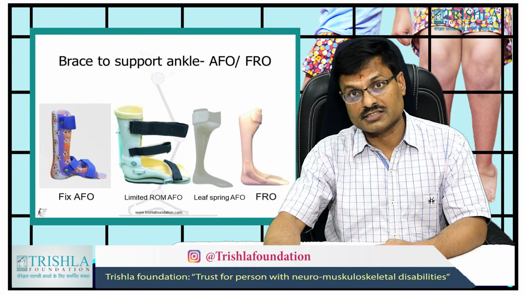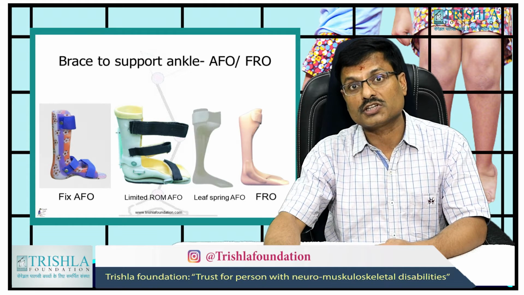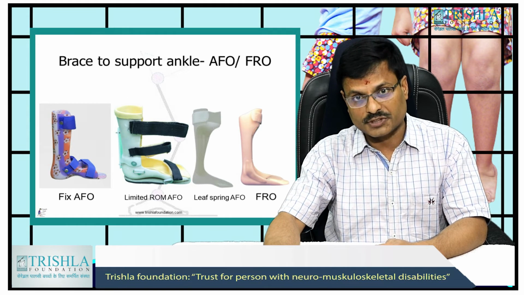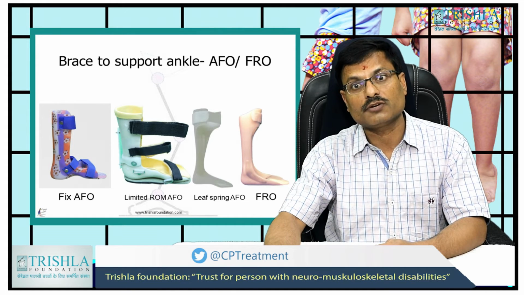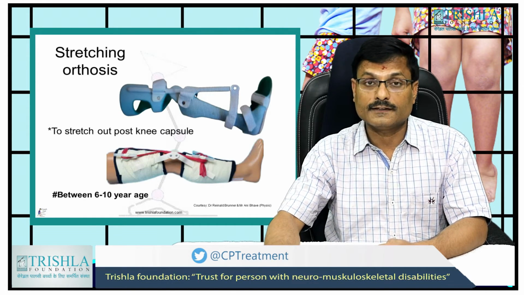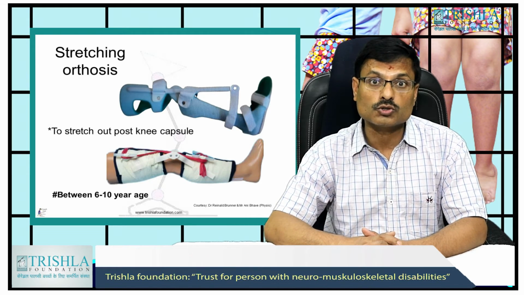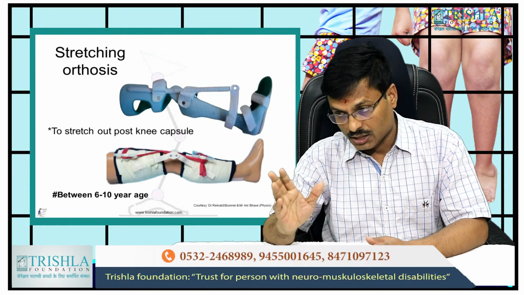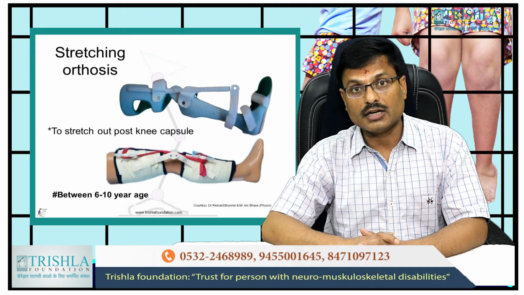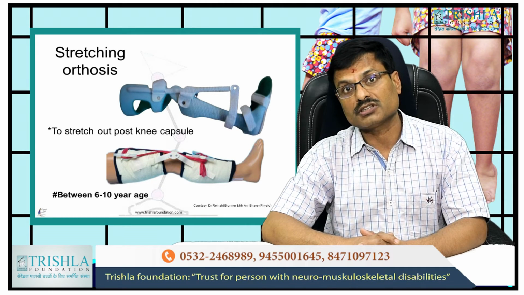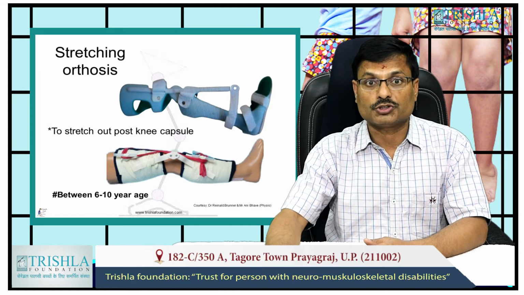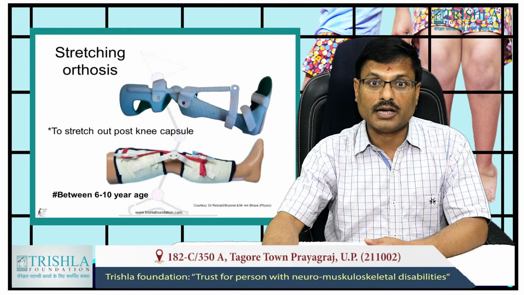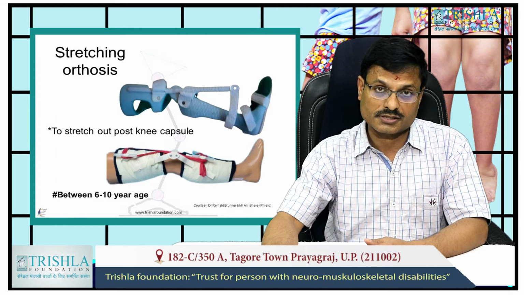And these early children should be protected by giving a fixed AFO, limited range AFO, leaf spring AFO or FRO. And at this age also, if you use the stretching orthosis as shown in the figure, that can prevent further progression of the flexion deformity at the knee joint. It will stretch out the posterior knee capsule. It can be very helpful between 6 to 10 years.